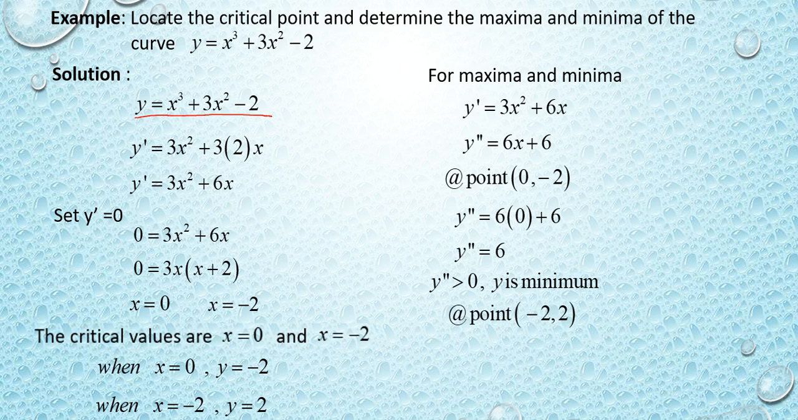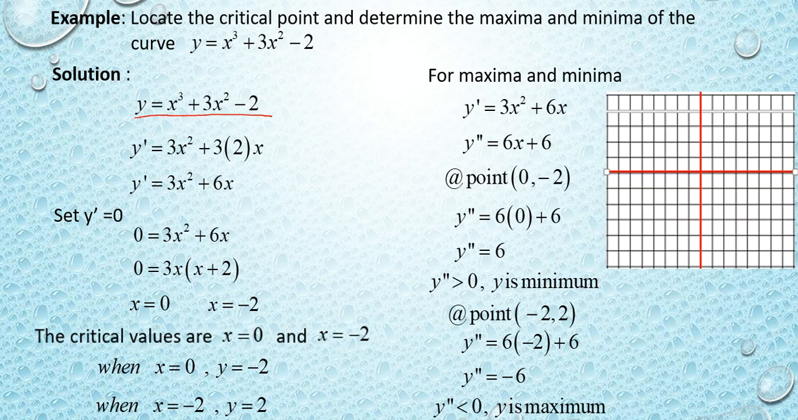Also at point negative 2 and 2, we plug into the second derivative, we get the value of negative 6. It indicates that y double prime is less than 0, y is a maximum.